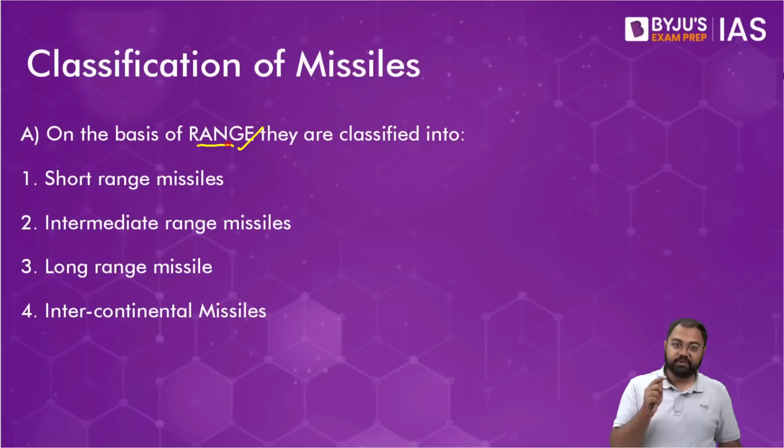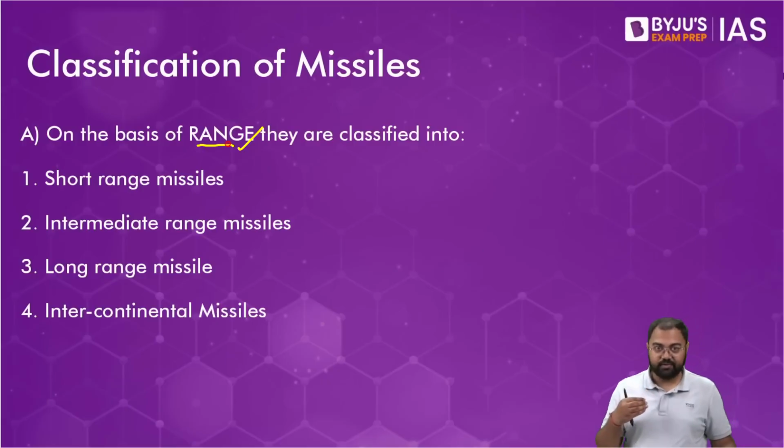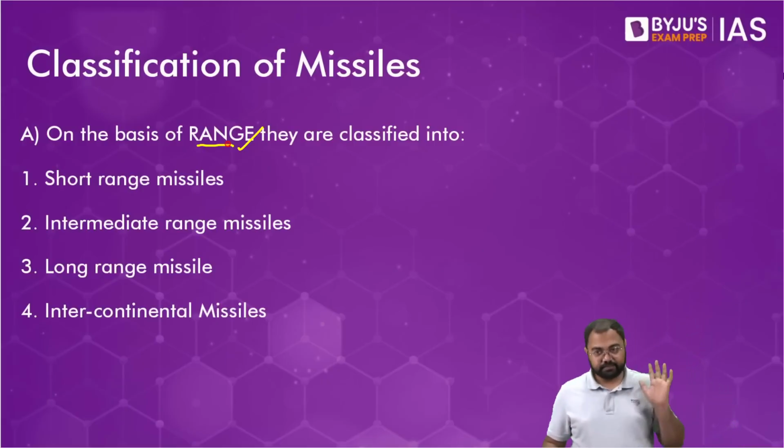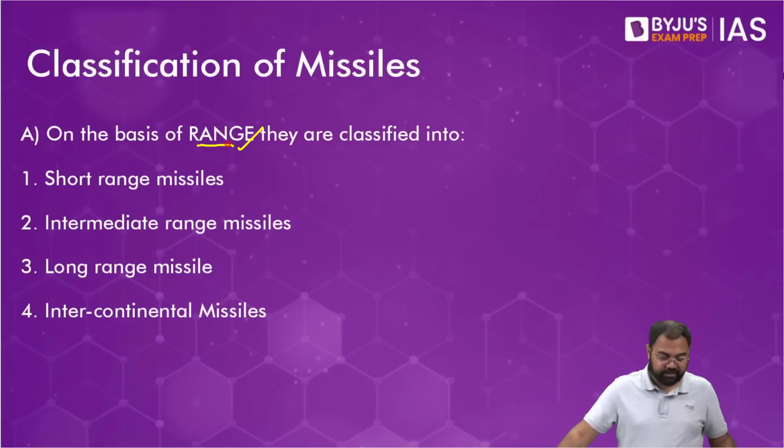So that's why, on the basis of range, when we are looking at things, we see that there are all these different types of missiles. So that's what we see on the basis of range.